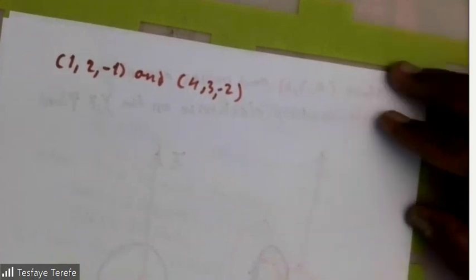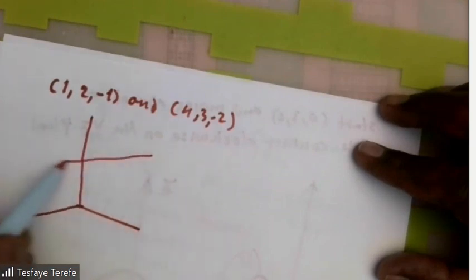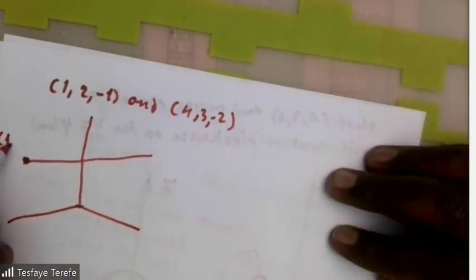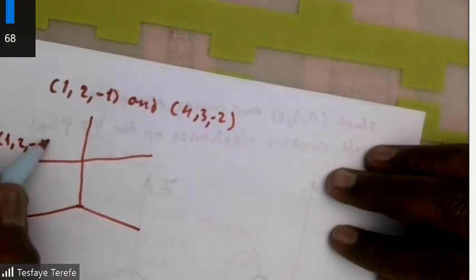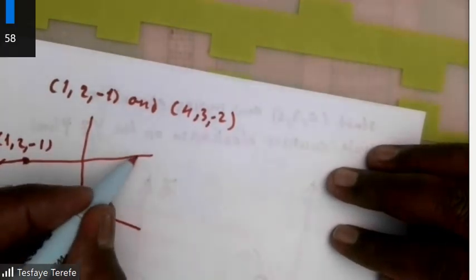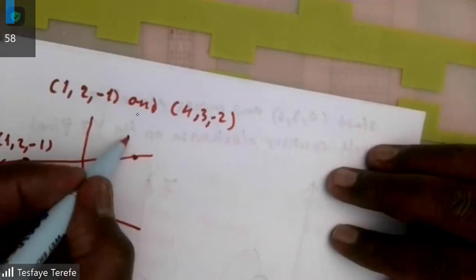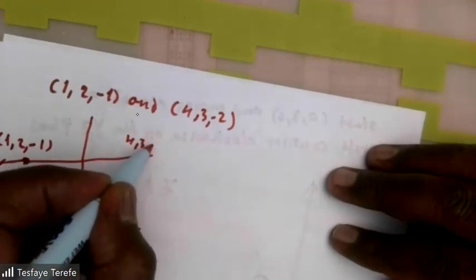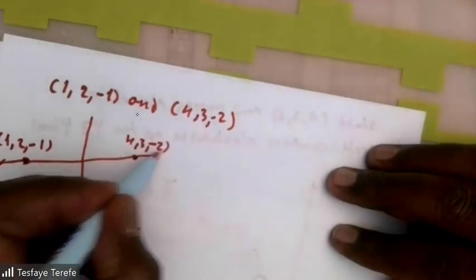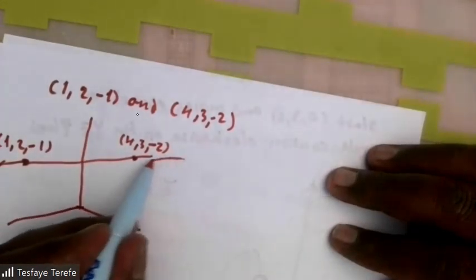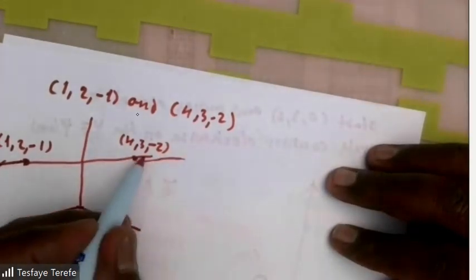Okay, so what we are going to do is really draw, for example, randomly. It doesn't have to be necessarily perfect. Okay, let us say this is my point, 1, 2, -1 on this line, and the other point is here, 4, 3, -2. And now I want to come up with the parametric equation of this line.